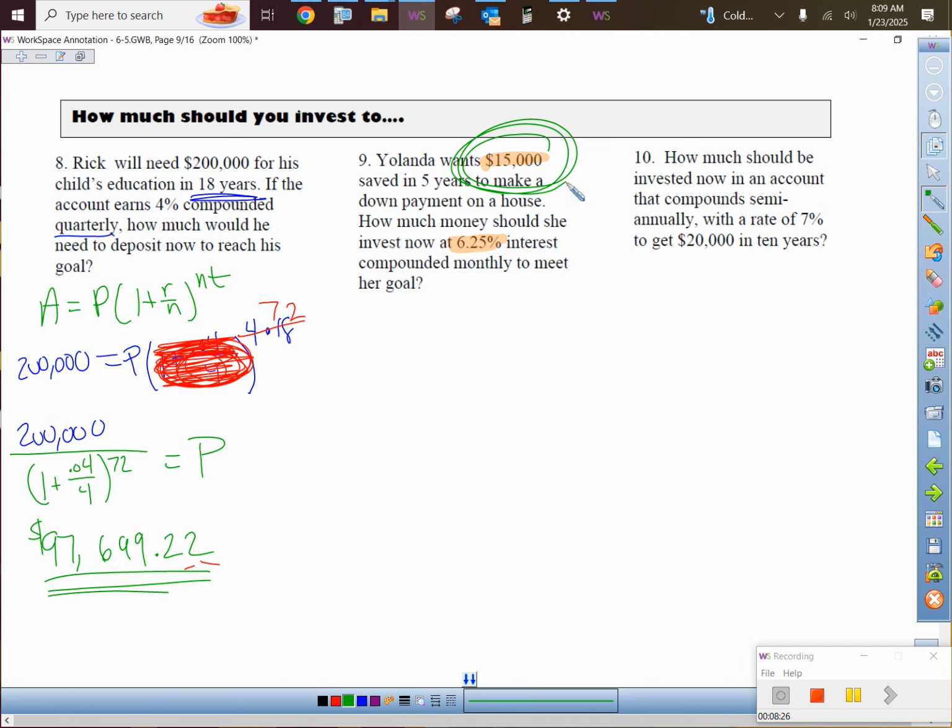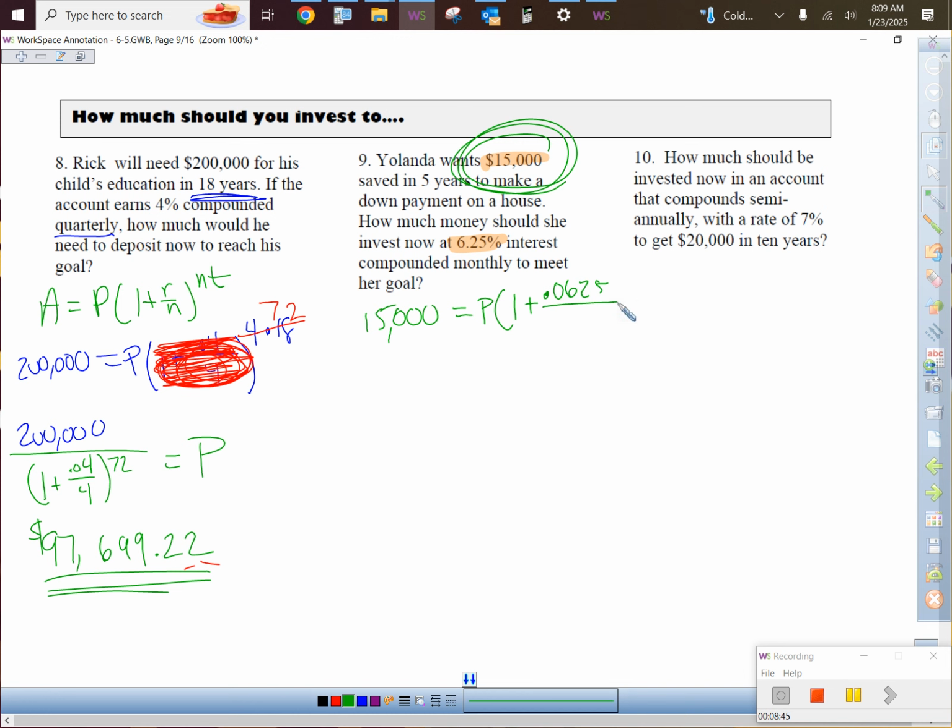It's all about, do we know the principal or do we need the principal? Are you with me on that? What do you think? Do we know the principal or do we need the principal? We need it, right? So that 15 grand is going to be at the end. It's going to equal our principal times our big old messy formula.